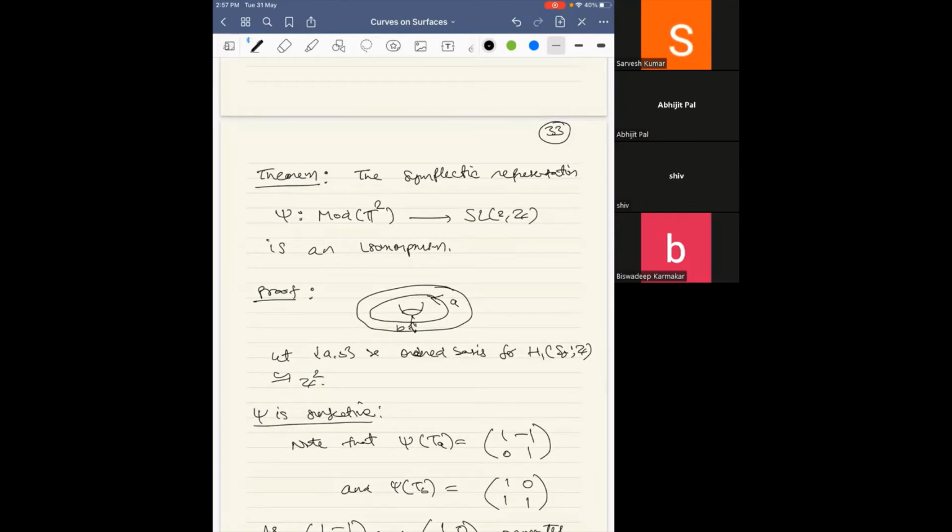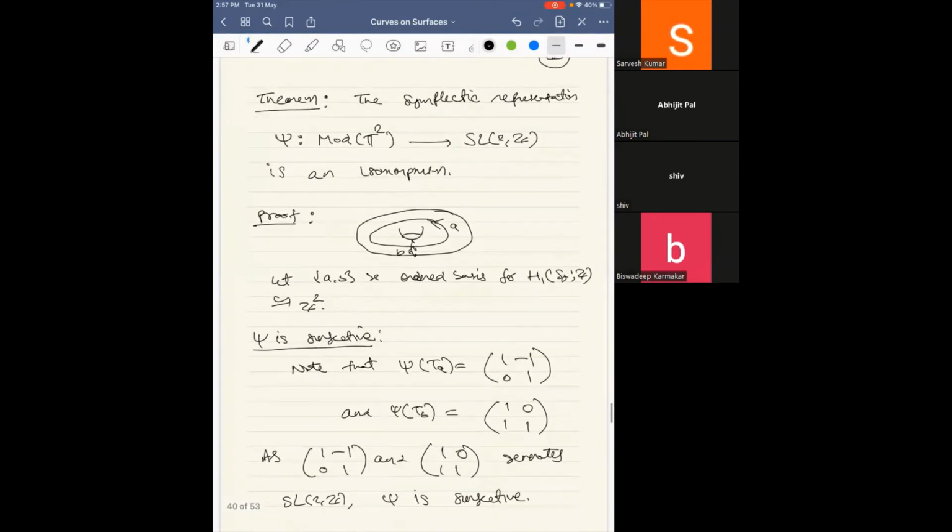So how will you do it? You start with a basis for the homology with integer coefficients, let's say a, b. Now I am kind of abusing the notation. Most of the time orientation was missing, but here, because of homology, I have to take oriented curves. So let's consider this as a basis for first homology.